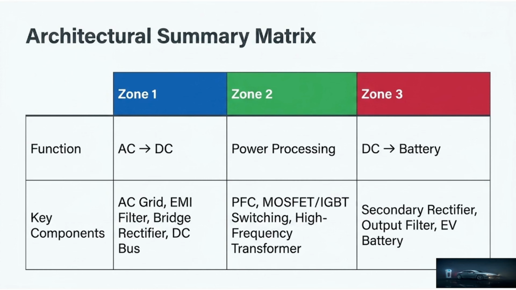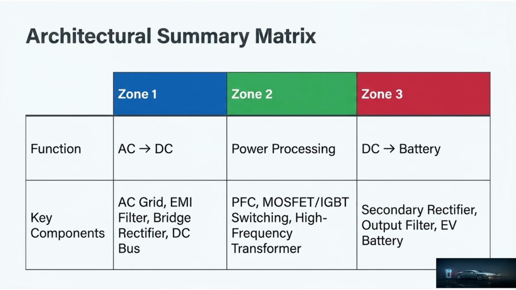Next question, what happened in the middle? In the second zone we discussed power processing, where we discussed the PFC, switching and high frequency transformers, right? We have covered all those components in zone 2. Next question, where does the energy end up? As controlled DC power at the EV battery, right? So remember this simple chain.